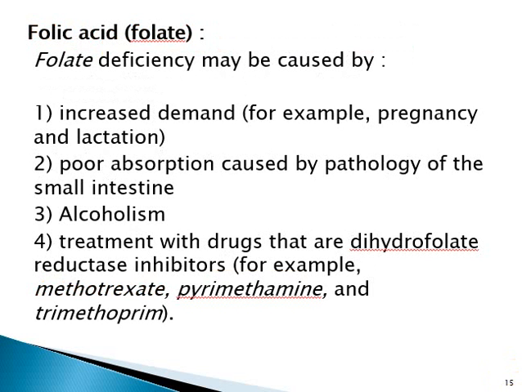Now we come to the second type of vitamin, which is called folic acid or folate. Folate deficiency may be caused by, number one, increased demand, like cases of pregnancy and lactation; number two, poor absorption, which is caused by pathology of the small intestine, where a small amount of folate will be absorbed; number three, alcoholism; and number four, treatment with drugs that are dihydrofolate reductase inhibitors, for example, methotrexate, pyrimethamine, and trimethoprim.